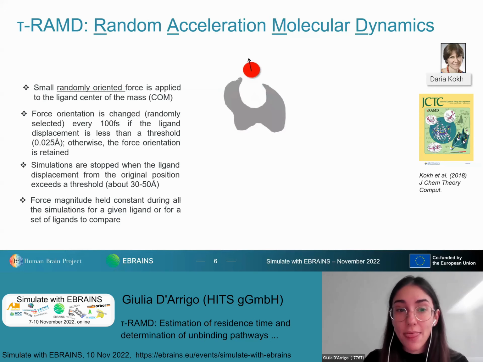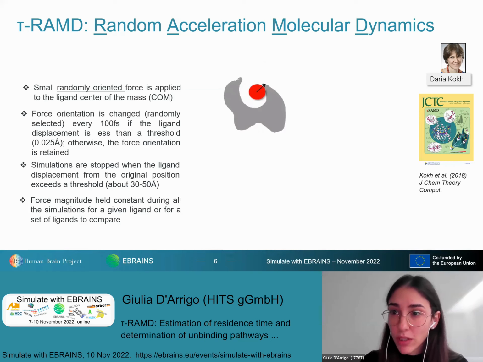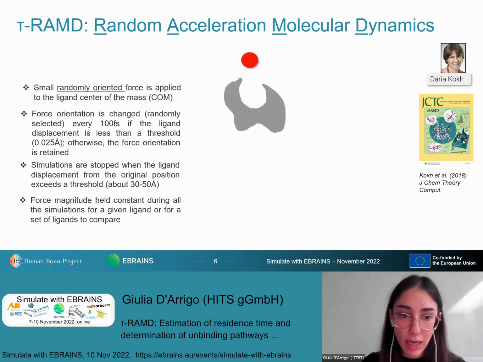And again and again, and then the simulation will go on until the molecule, the drug, has left the binding site. And this is important because by looking at the time that our drug is taking to leave the binding site, we are going to derive our residence time. But I'm going to show you this in a couple of slides.